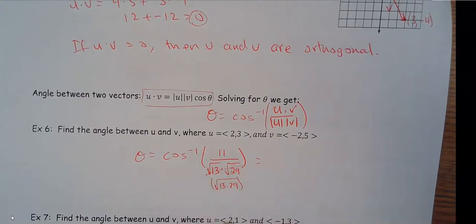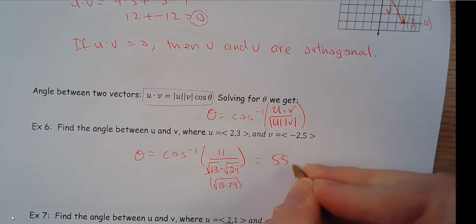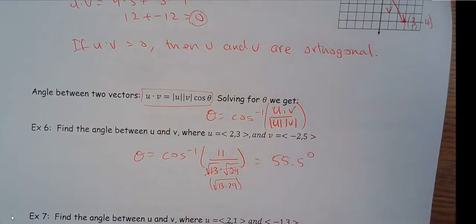So it might save a few buttons if you did it that way. But type in the calculator inverse cosine and then 11 divided by, and then square root of 13 times 29 all under the radical, and you get 55.5 degrees.